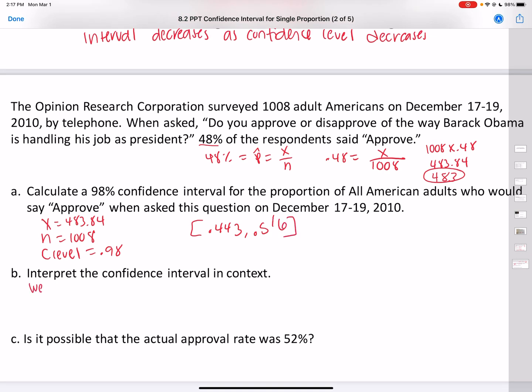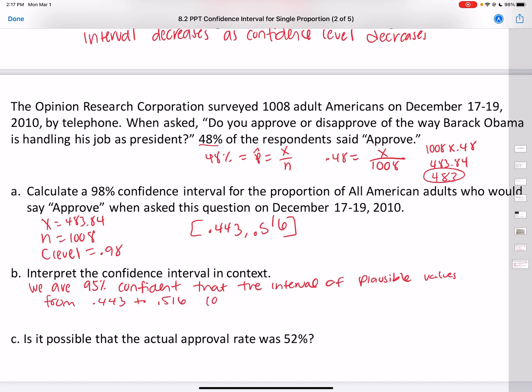Okay, and it says to interpret. So we are 95% confident that the interval of plausible values from 0.443 to 0.516 contains the true approval, that's my context, proportion.